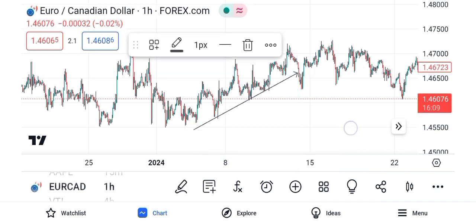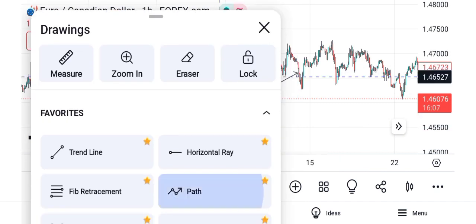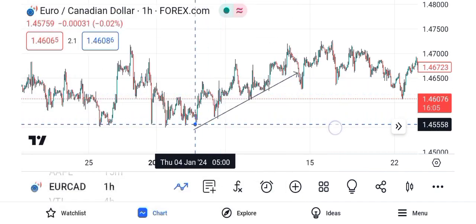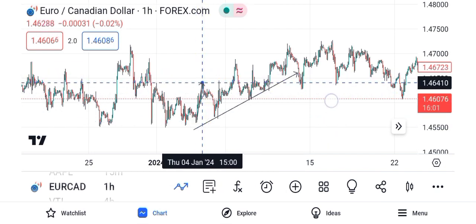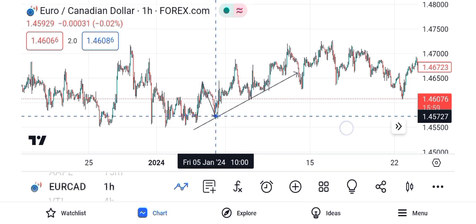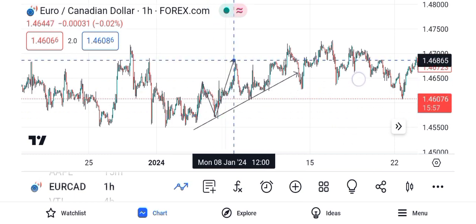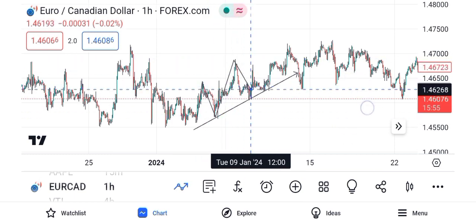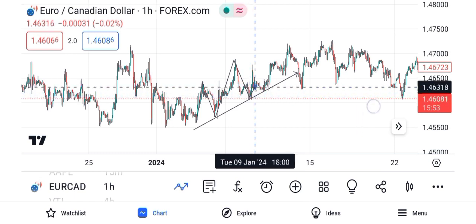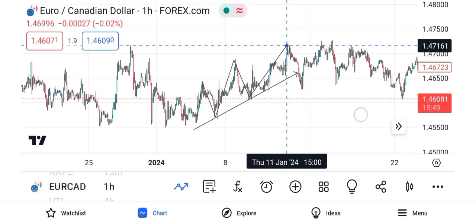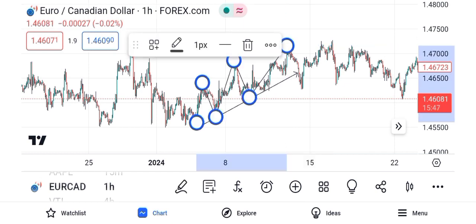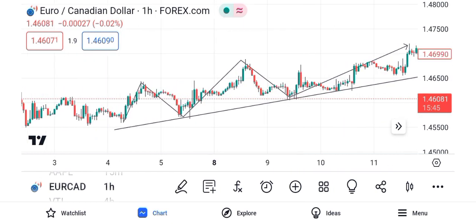Now what you're going to do again is take your path tool, then start from this point here. You notice the impulsive move here, then the retracement up to this point here, then another impulsive move here, then the retracement to this point here, then another impulsive move up to this point here. So you realize that you get a clearer picture of the market, and everything becomes simple for you to note the market structure or the trend of the market.